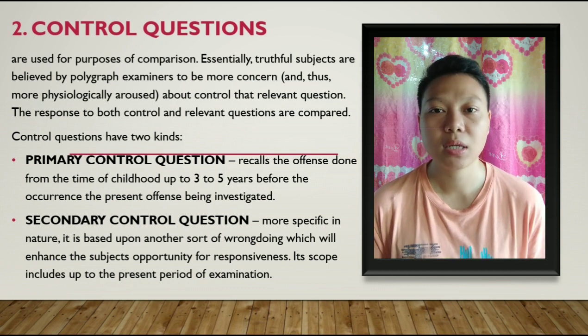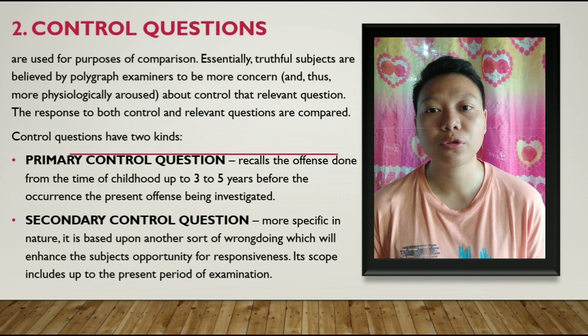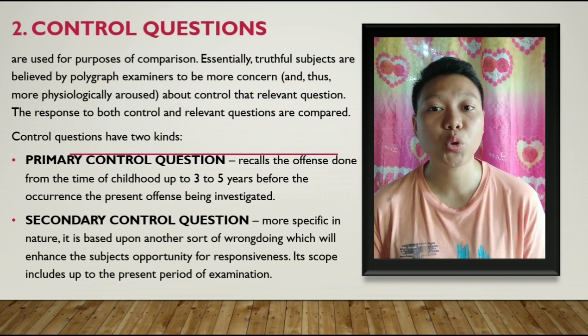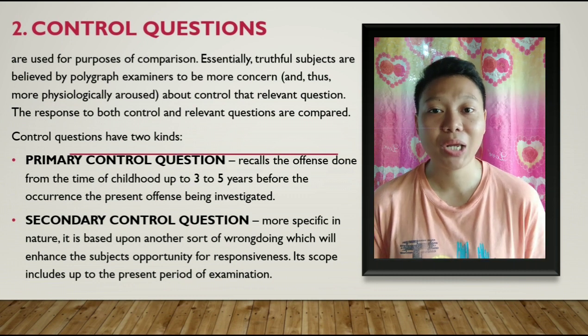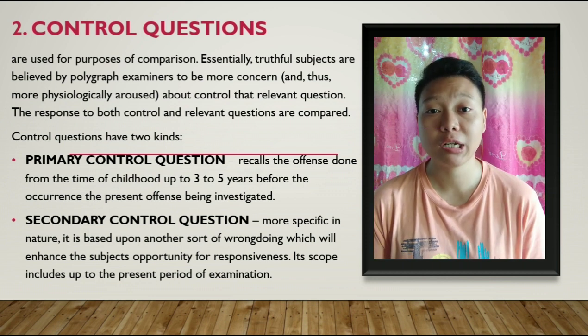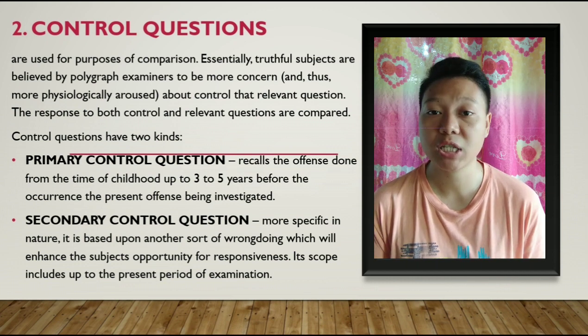The responses to both control and relevant questions are compared. Control questions have two kinds. Primary control questions recall the offenses done from the time of childhood up to 3 to 5 years before the occurrence of the present offense being investigated.